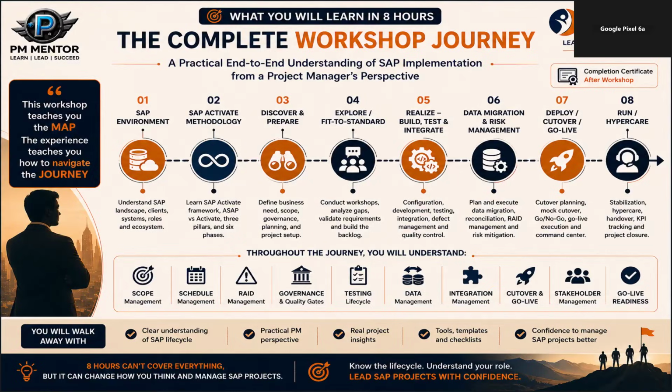So now there is another important part of this workshop. Throughout this complete journey, I will keep connecting every phase with the core project management responsibilities. We will continuously look at scope management. How do you prevent uncontrolled scope growth? We will also cover schedule, RAID, governance, testing lifecycle, data management, integration, cutover, go-live, and stakeholder management, right?